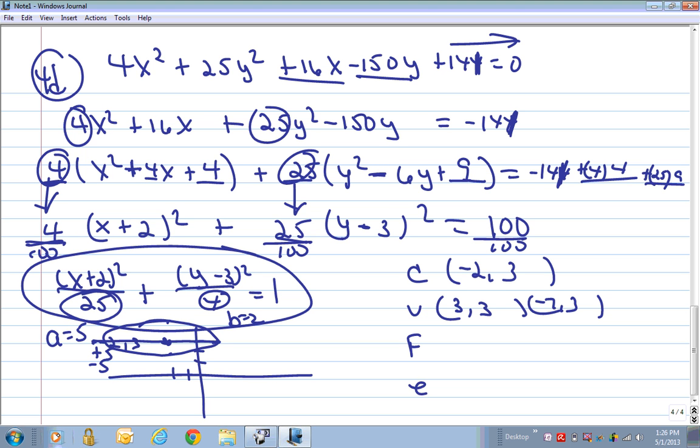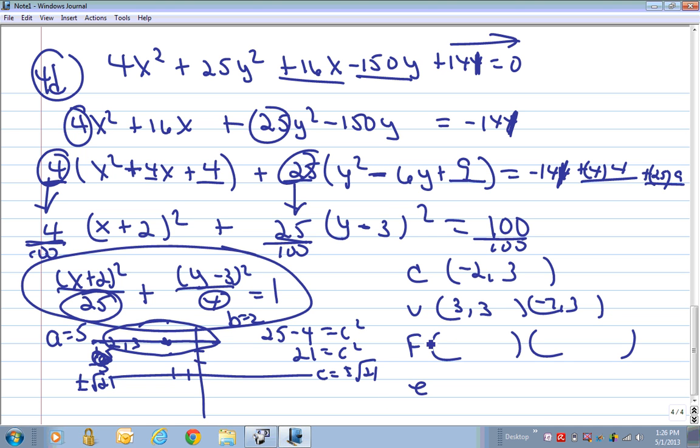Now, those are the vertices. Finding the foci: a squared minus b squared equals c squared. So 25 minus 4 equals c squared, 21 equals c squared, so c equals positive or negative square root of 21. That's already prime, so we can't simplify that any. This time, instead of plus or minus 5, you're going to have plus or minus the square root of 21 for your foci.